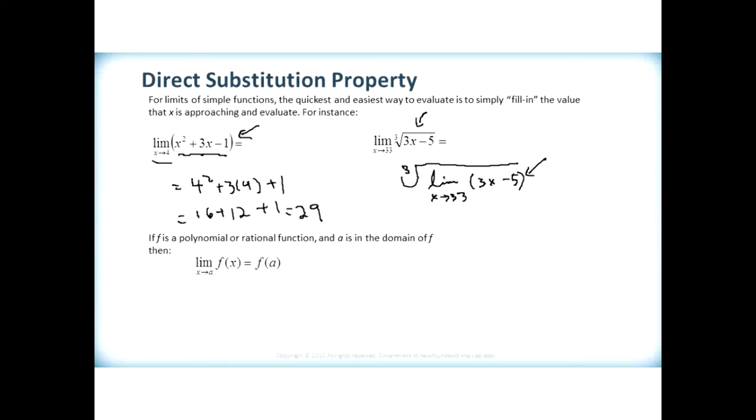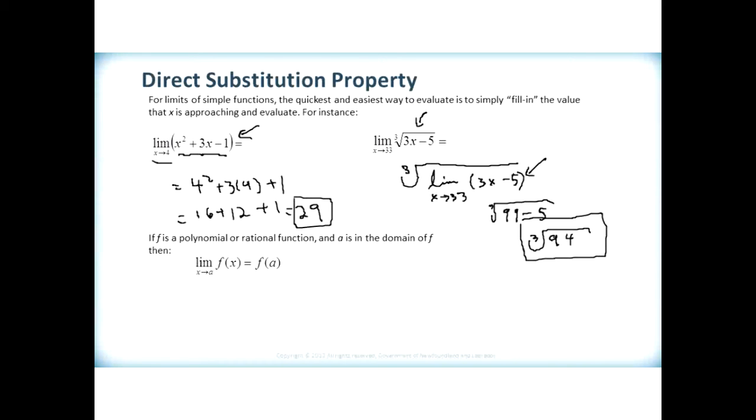So that's going to give me the cube root of 3 times 33, which is 99, and then I'm going to subtract 5, and that's going to give me the cube root of 94. And the cube root of 94 is not a perfect cube, so we'll leave that alone. We won't worry about simplifying or anything like that. We just want to evaluate it today. So that's our limit for that one. And this is the limit we had for the first.